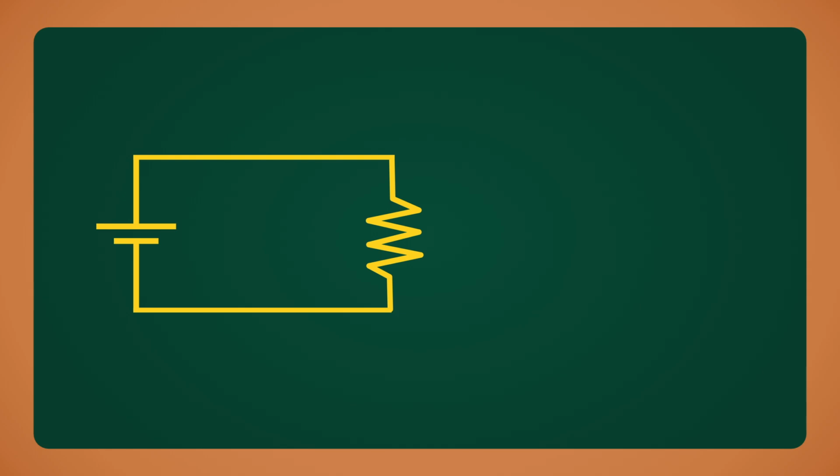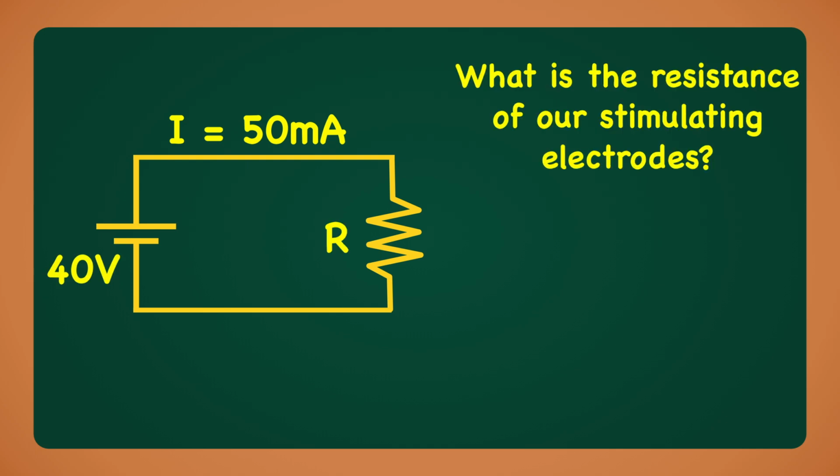Let's do one last problem before we move on. We are doing SSEPs in the OR. We are stimulating at 50 milliamps. Our machine is showing that it is delivering 40 volts. What is the resistance of our stimulating electrodes?